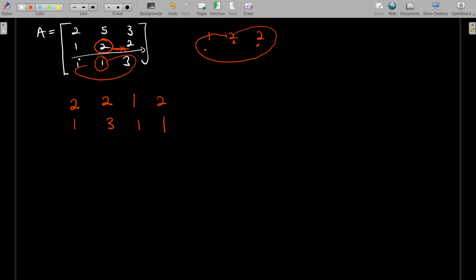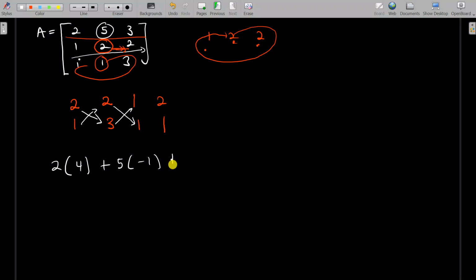Now I'm left with the first row. I'll write the first element, 2, times that guy minus this guy times that guy. So 2 times 3 gives 6, minus 1 times 2, and 6 minus 2 is 4. Then plus the next value in the first row, 5, times 2 times 1, which is 2, minus 3 times 1, which is negative 1.